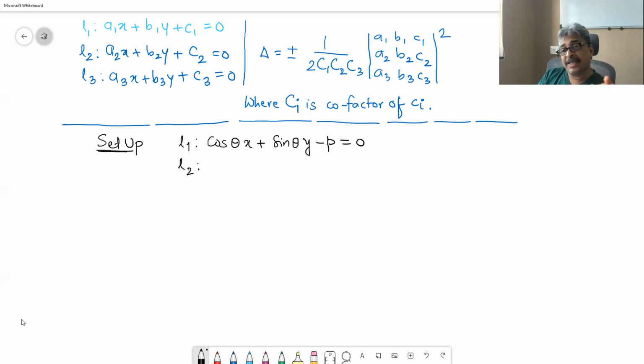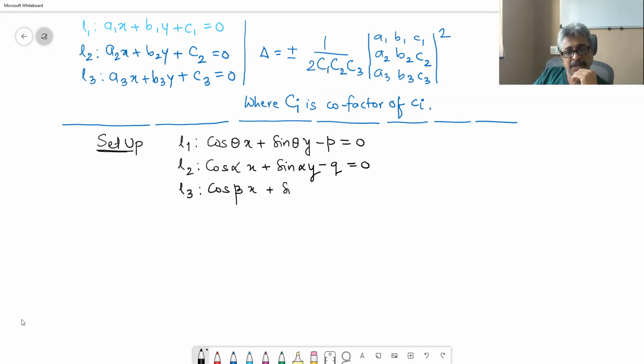L2, and I said that normal form is sometimes very useful when we derived that, and now this is the time where normal form is going to reduce a lot of calculations. Cos alpha x plus sin alpha y minus q is equal to 0, and L3 is cos beta x plus sin beta y minus r is equal to 0.